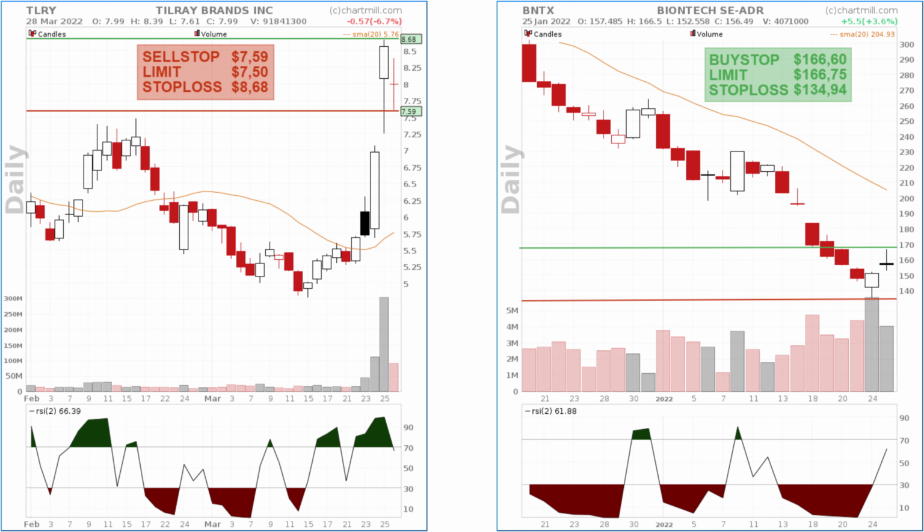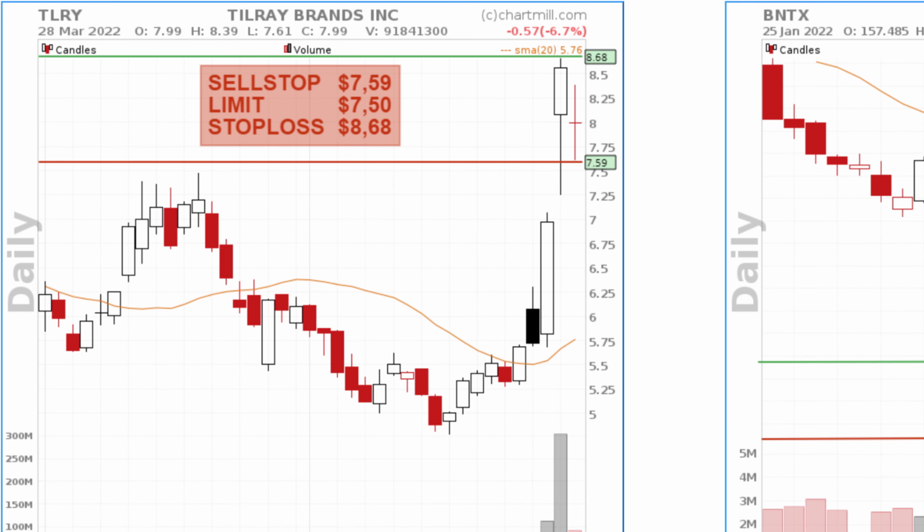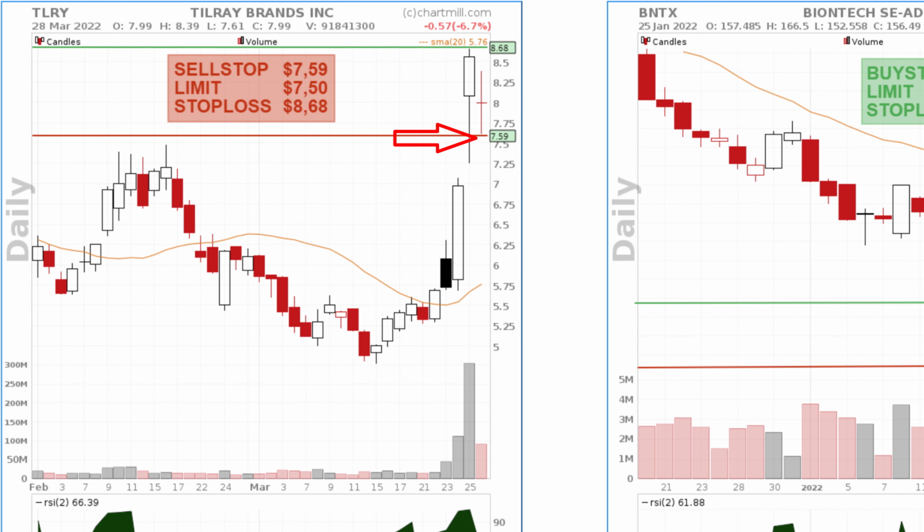The use of a buy or a sell stop limit order allows us to determine the entry very precisely. With a sell stop limit order, we define that the price of the stock must first continue to fall below the low of the signal candle before the short order becomes active. This is the case for TLRY.